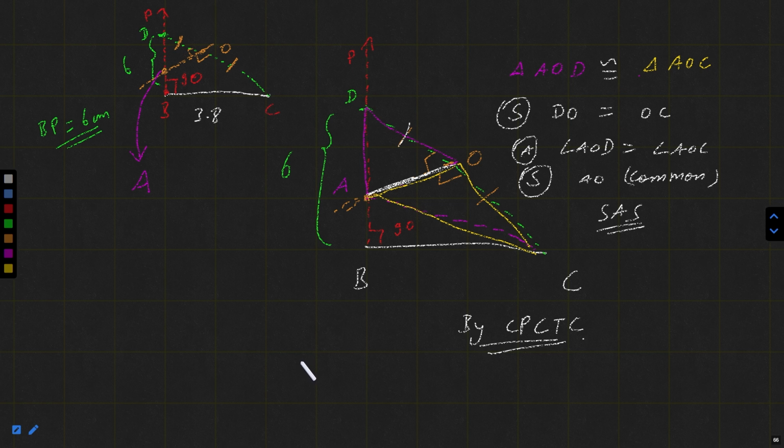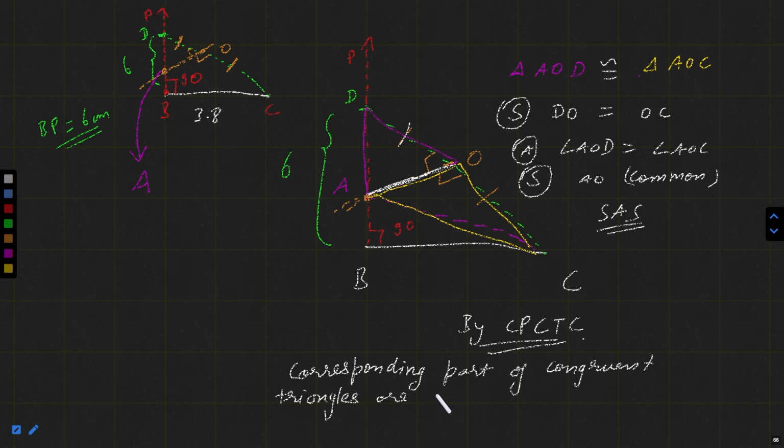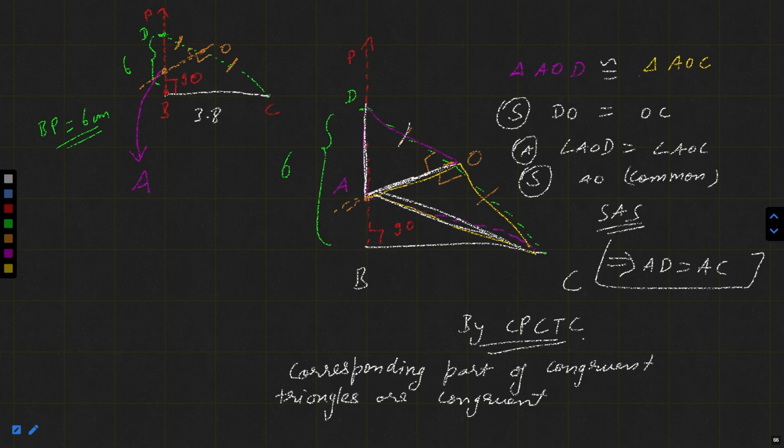Let me write. Corresponding parts of congruent triangles are congruent. I hope this is clear. So from this we can easily say that AD will be equal in length to AC. I hope this is clear. So this implies AD equals AC in length.